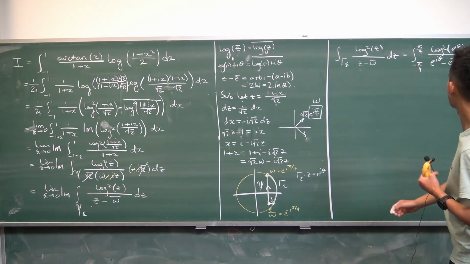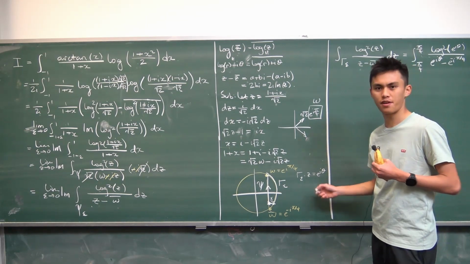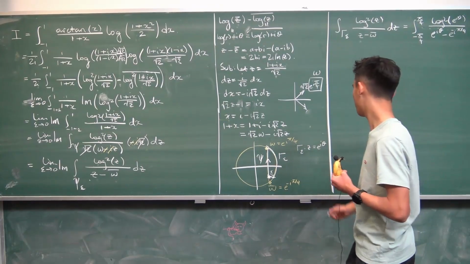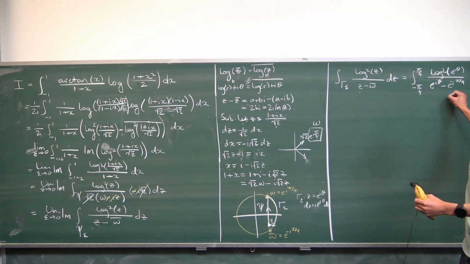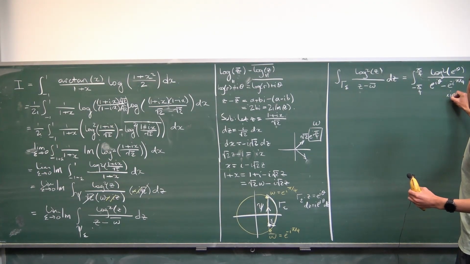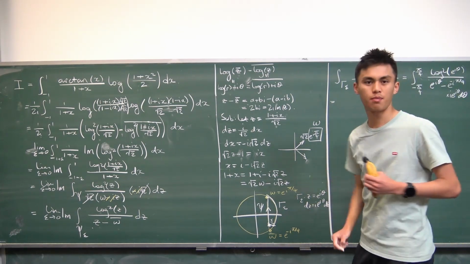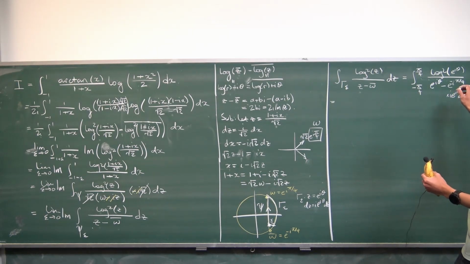Minus i π/4 actually. And then what is dz going to be? Well, just differentiate this using the chain rule. That's i times e to the i theta. I'll just write it down here. So we have an extra factor of i e to the i theta d theta. Okay, and we can cancel some things with the denominator and that factor at the end there.